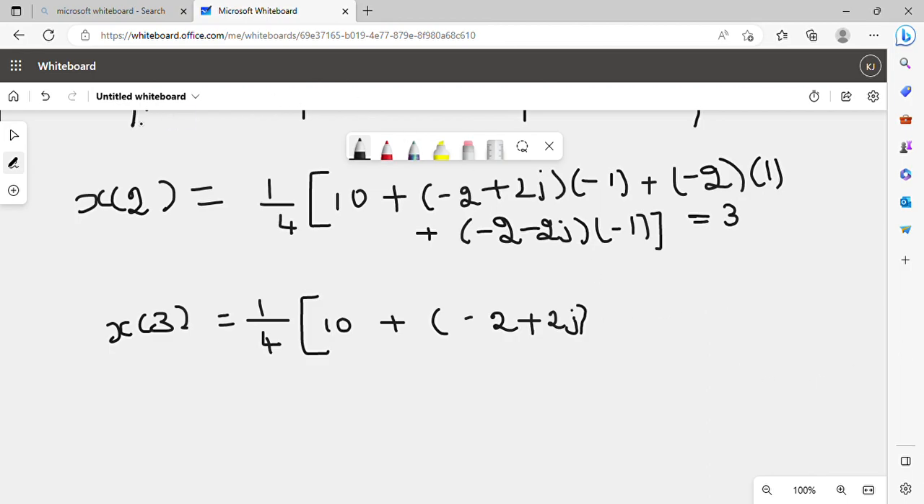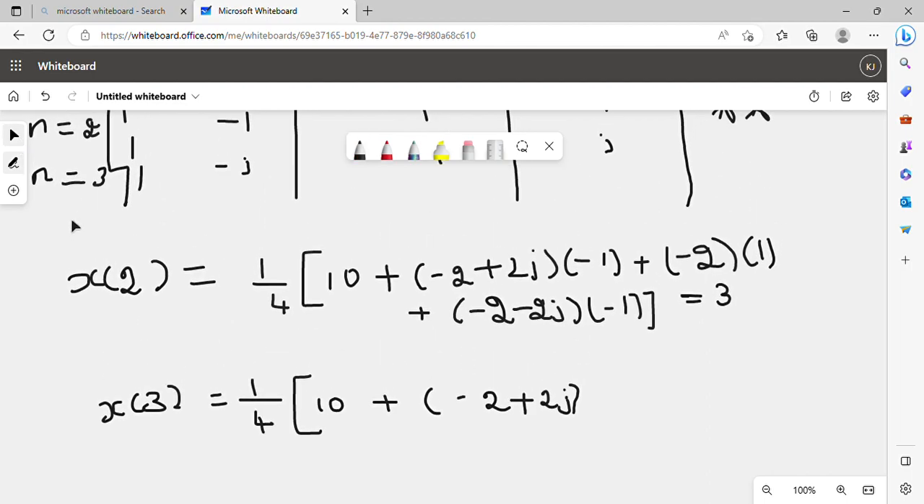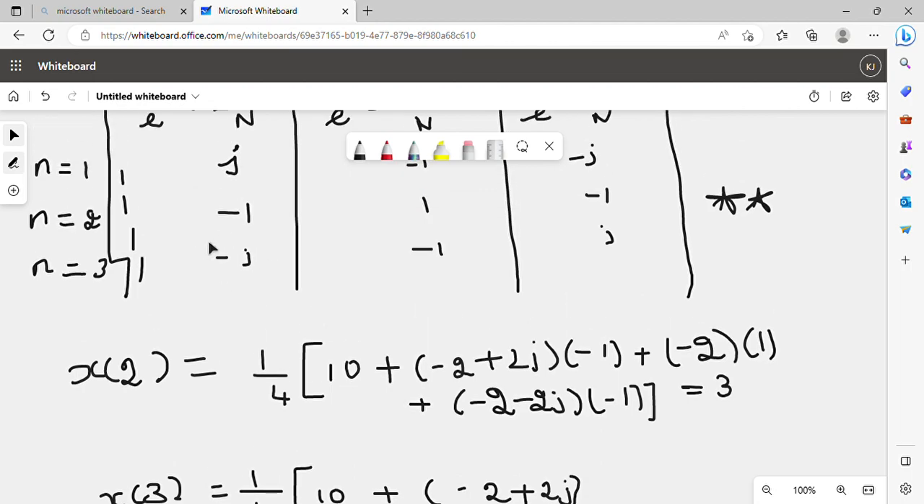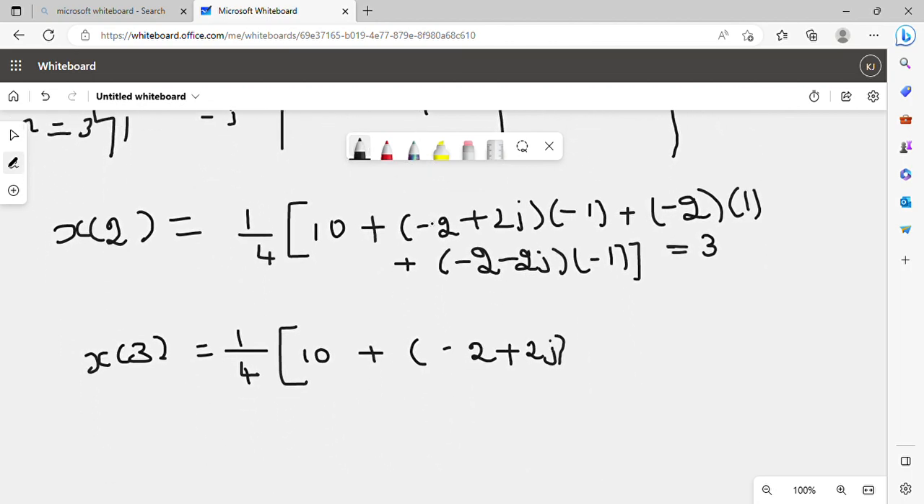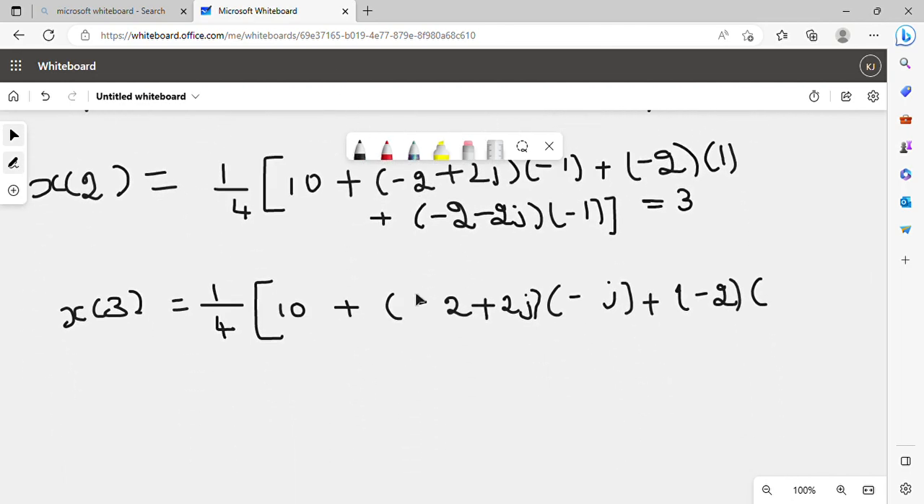And here it is once again. My value for e to the power of minus j 2 pi by n into n, for n is equal to 3, is minus j. So let me substitute minus j over here, and it is plus of minus 2 into e to the power of minus j 2 pi by n into 2n, for n is equal to 3. What is my value? It is minus 1. So let me substitute minus 1 over here, right?